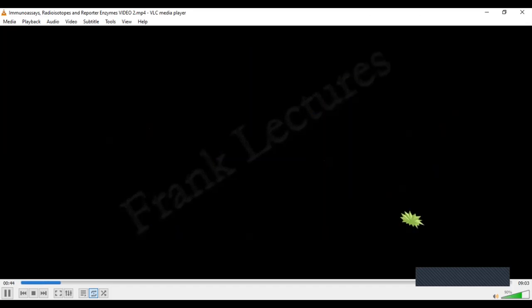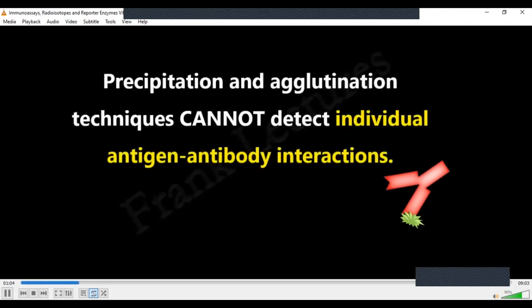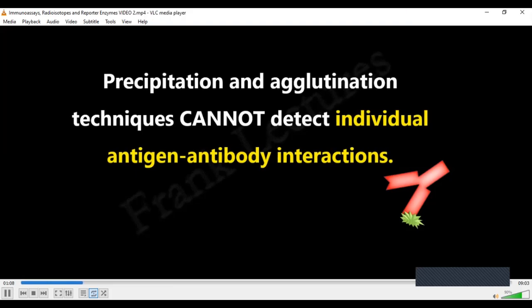But how do we detect the presence of antigen or antibodies when antigen-antibody interactions do occur, but they are not visible? This may be because the test antigen or antibody is present in very low concentration. The precipitation and agglutination immunotechniques will not detect individual antigen-antibody interactions.